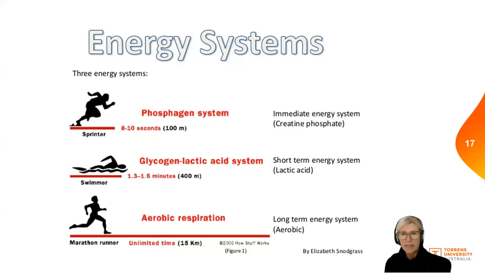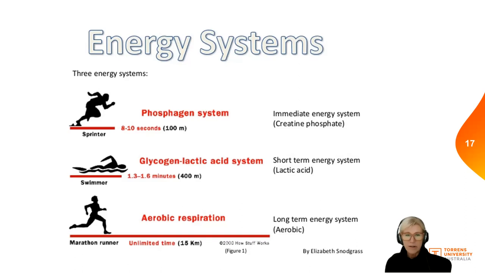The first system is the PC or the CP, for creatine phosphate. That's the creatine phosphate system. It's anaerobic, without oxygen. It also is sometimes called the ATP, adenosine triphosphate CP system. Now, the other system is the one down the bottom there, which is the aerobic system, which means with oxygen. And that one is going to be for long distance type activities.